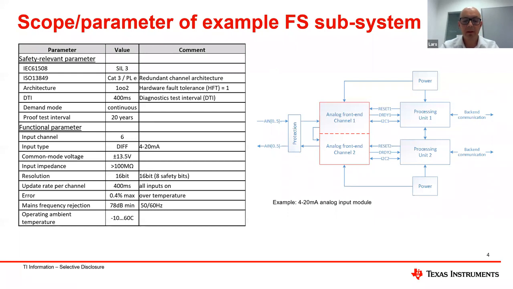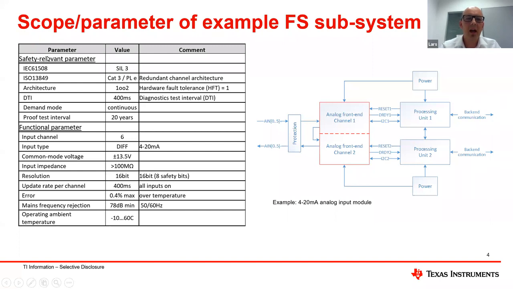The scope, as you can see, is in the red box. It's an analog front end consisting of 2 channels, which is embedded in our example in a 4-20 milliampere current only analog input module. This is a quite common functional safe module, a current only input module. We don't talk about the protection. We also leave the processing and the power out, but we will really take care of the analog front end, actually digitalizing the analog input to the digital output.